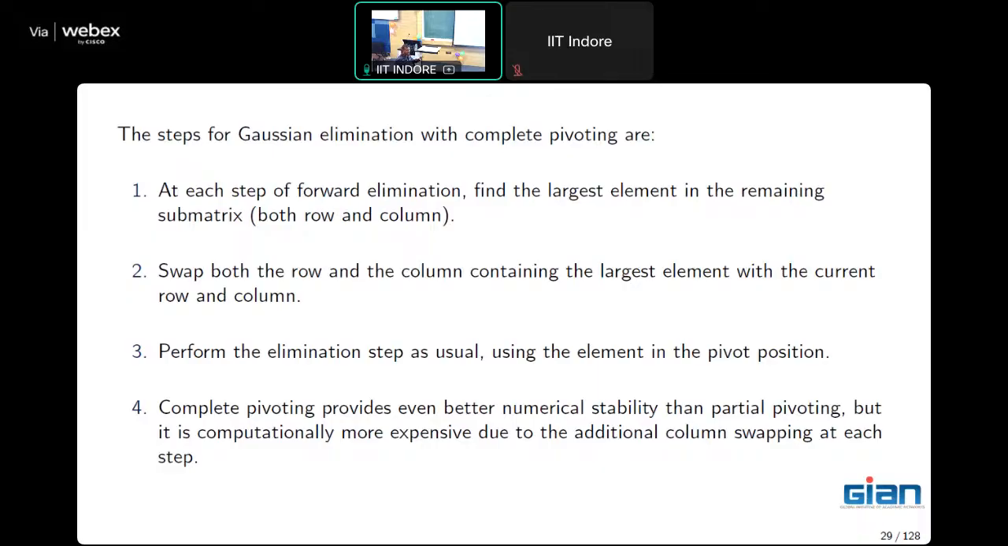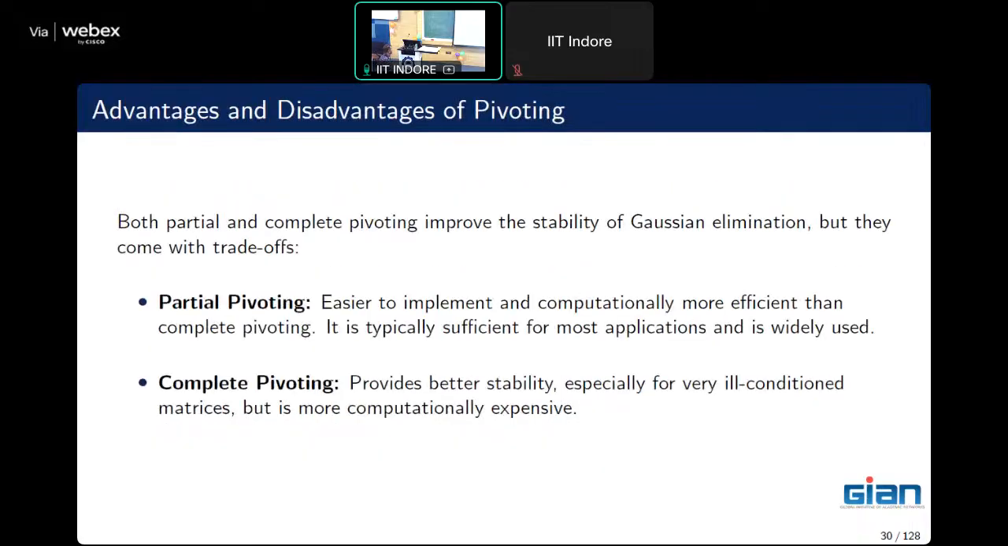Okay, so this is the way we avoid the problem, unless and until you know the drawbacks of some decomposition. If you are going to use it in your calculation, sometimes it is dangerous. So one has to know the advantages and disadvantages. Both partial and complete pivoting improve the stability of Gaussian elimination, but they come with a trade-off. Partial pivoting is easier to implement and computationally more efficient than complete pivoting. It is typically sufficient for most applications and is widely used. So people are using this.